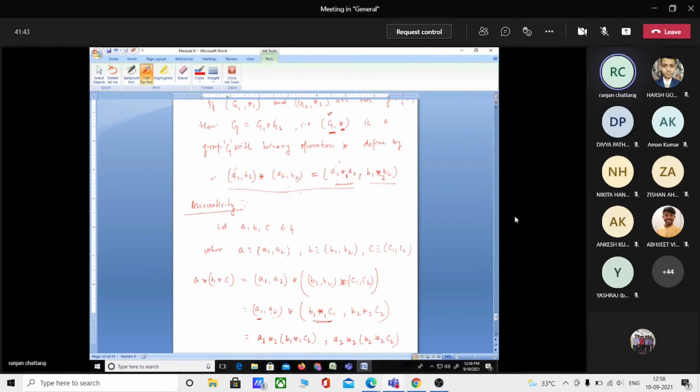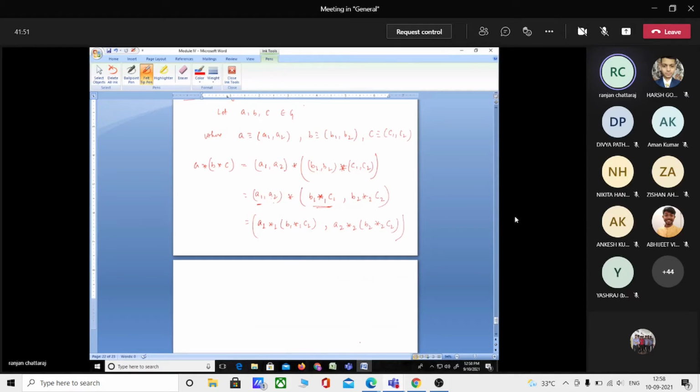A square, that means A into A, or you may write A star A, is equal to E. Up to this, is it clear or not? Then you must say yes or no. Yes, sir. Now, is this element of G1 or G2?